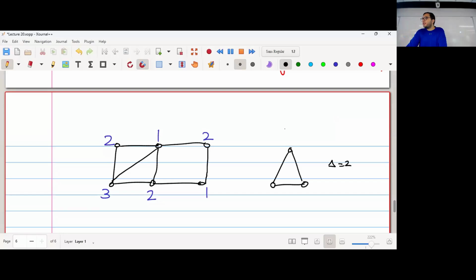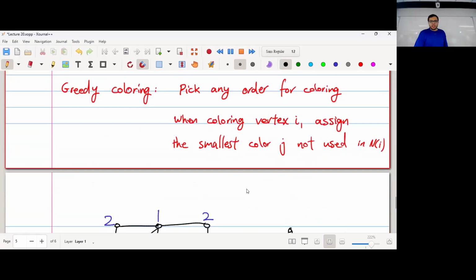So in any cycle, the degree of every vertex is 2. So if I have an odd cycle, I need at least 3 colors. I cannot color an odd cycle with 2 colors because that was literally the most basic theorem we had, that a graph is bipartite if and only if it doesn't have an odd cycle, right? So I need at least 3 colors to color an odd cycle. So for odd cycles, I cannot do better than delta plus 1. Can you think of any other family of graphs for which I cannot do better than delta plus 1?